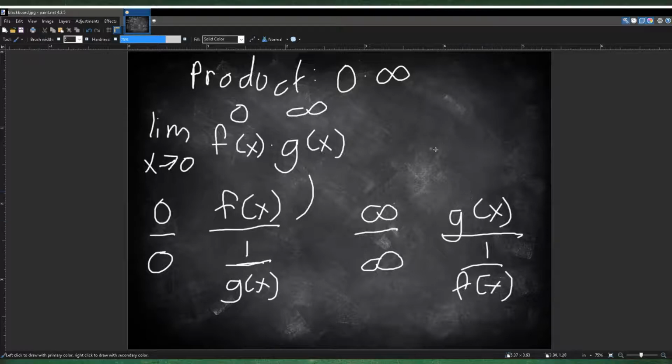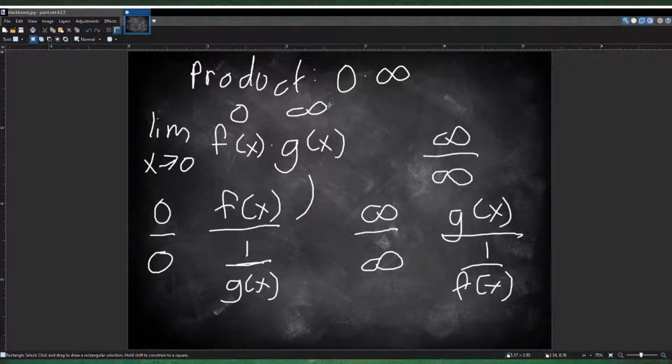Because g of x is infinity, and f of x is 0, right? So as f of x approaches 0, then you have 1 over 0. 1 over 0 is basically just infinity, because it's a really big number. So it's 1 over infinity. Now we're in case 0 over 0, or infinity over infinity, right? And that's a general idea of how to use the product rule.